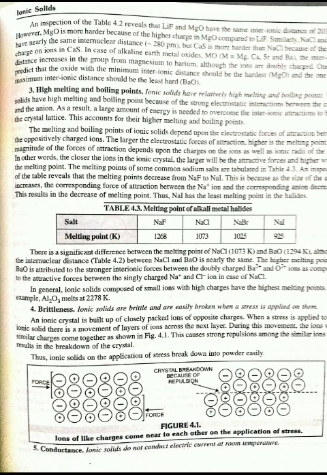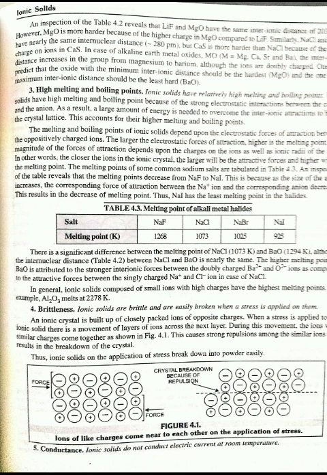An inspection of table 4.2 reveals that LiF and MgO have the same interionic distance of 203 picometer. However, MgO is harder because of the higher charge in MgO compared to LiF. Similarly, NaCl and CaS have nearly the same internuclear distance, that is 280 picometer, but CaS is harder than NaCl because of the high charge on ions in CaS.